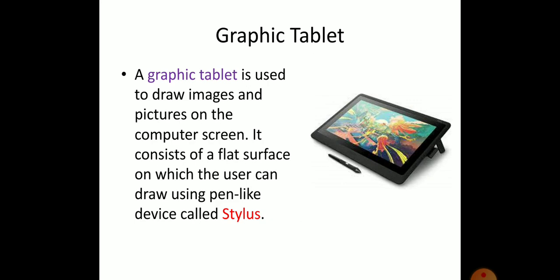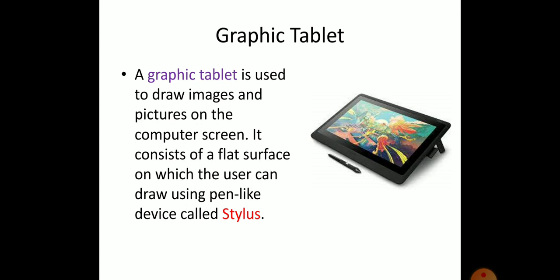Okay, next input device is the graphic tablet. A graphic tablet is used to draw images and pictures on the computer screen. It consists of a flat surface on which the user can draw using a pen-like device called a stylus.